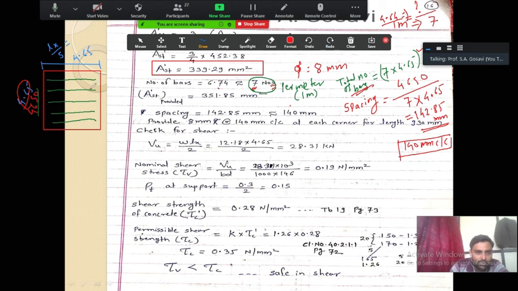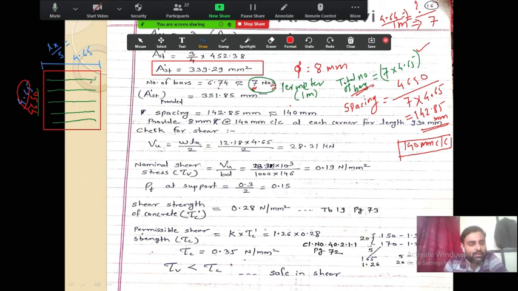I want to calculate the spacing between 2 bars, but what I know is the total length. This is the total length. And I know the number of bars, so I can easily calculate the spacing between the 2 bars.